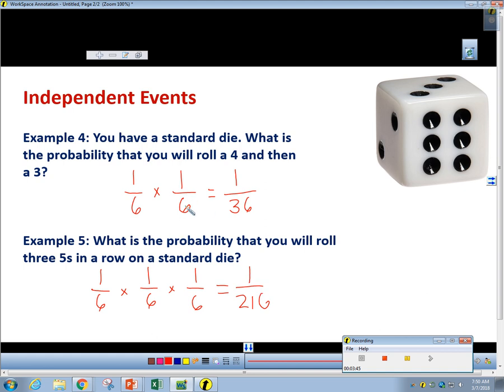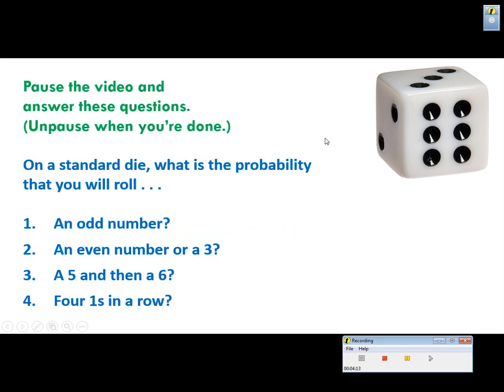So that's how independent events work. The number of outcomes doesn't change. It's always 6 on a die. And then we just have to think, well, what are we trying to roll every time? And on this one, we're just rolling for a single number, so it was always just a 1. So let's try a few of these. So you can pause the video and try these 4 questions.